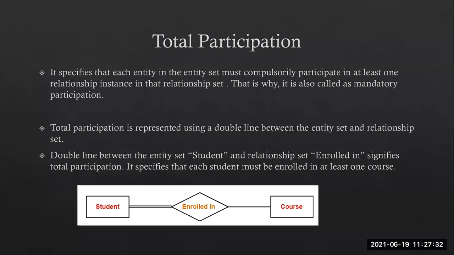What I want is the participation word here. When there are two tables or two entities, and the values from the respective entities get participated in another table, we call it participation. There are two types of participation: one is called total participation, and the other is called partial participation.